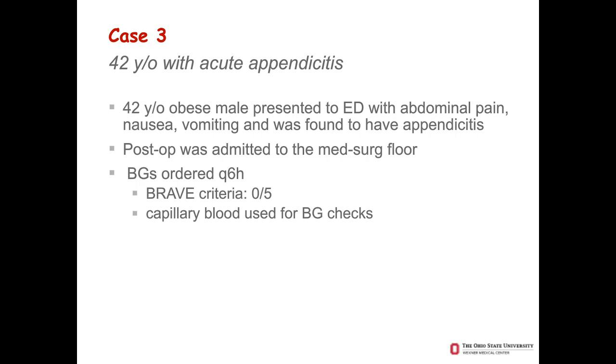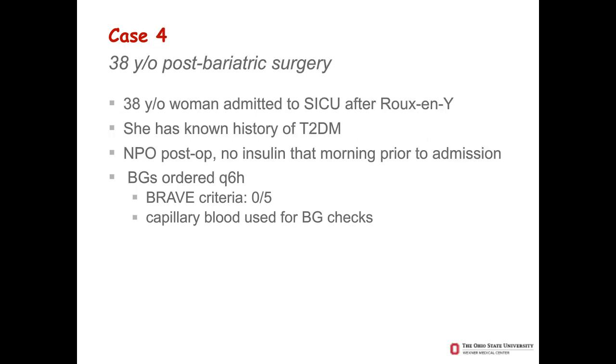Case 4 is a 38-year-old woman admitted for same-day surgery for a Roux-en-Y bariatric procedure. She was admitted to the SICU post-op. She reported a known history of type 2 diabetes along with a body mass index of greater than 40. She was NPO post-op and reported that she had not taken any insulin that morning prior to admission. Blood glucose checks were ordered every 6 hours. BRAVE criteria was 0 out of 5, so capillary blood was used for her blood glucose checks.